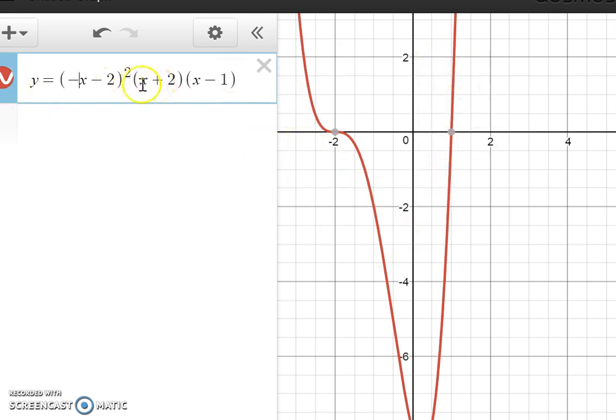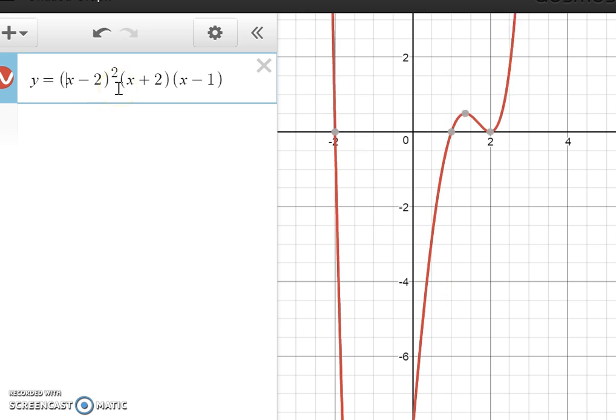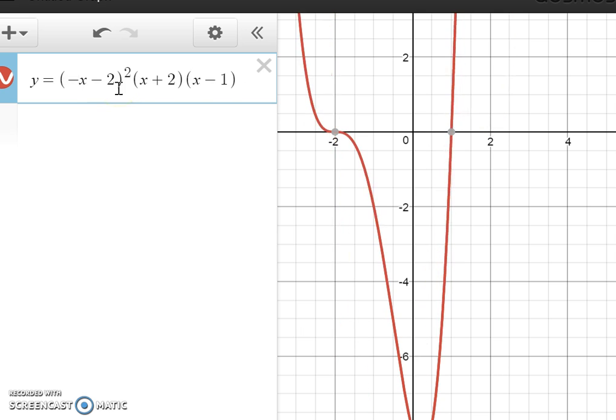So you still have this kind of W shape, but it changes the x-intercept because, making this guy equal to 0 using the null factor law, what has to be here in order to make this whole bracket 0? It has to be -2. -2 gives you +2, -2 is 0, which gives you y is 0.